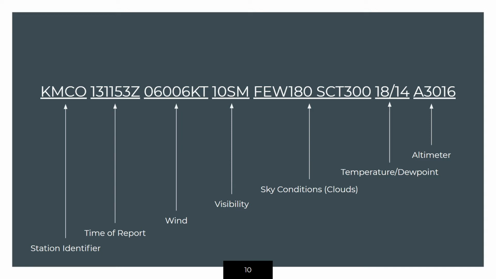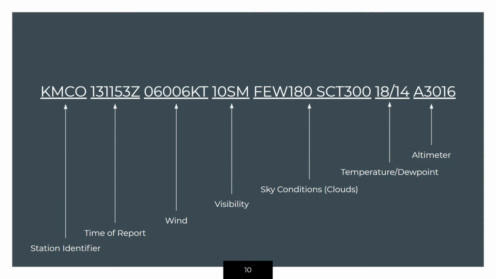The METAR only goes up to 10 statute miles, so this is always 10 or greater. It'll show you the minimum visibility. It could be better. So this is 10 statute miles or greater. The "or greater" is implied. And then there are various levels here of few, scattered, broken, and overcast. They're FEW, scattered is SCT, broken is BKN, and overcast is OVC.